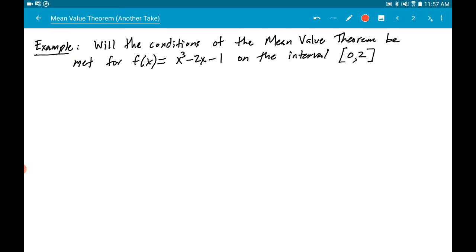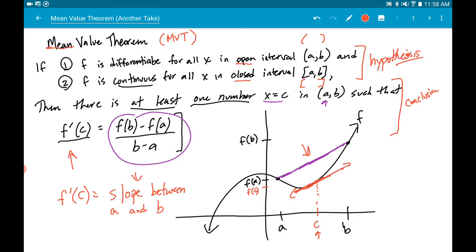All right, will the conditions of the mean value theorem be met? So that's like the if part. For the function x cubed minus 2x minus 1 on the interval 0 to 2. So just a couple logistics things. This is like our a value and our b value in some interval. And this is a polynomial and it's a cubic. Anytime you have a cubic, it's some version of this graph, but we're not going to have any issues with cusps or differentiability. And so I think that all of the if criteria are going to be met.